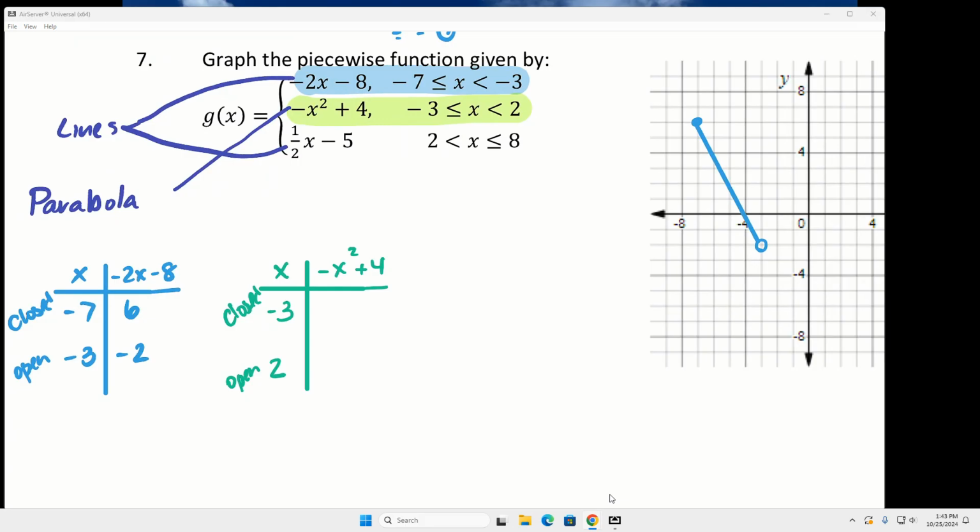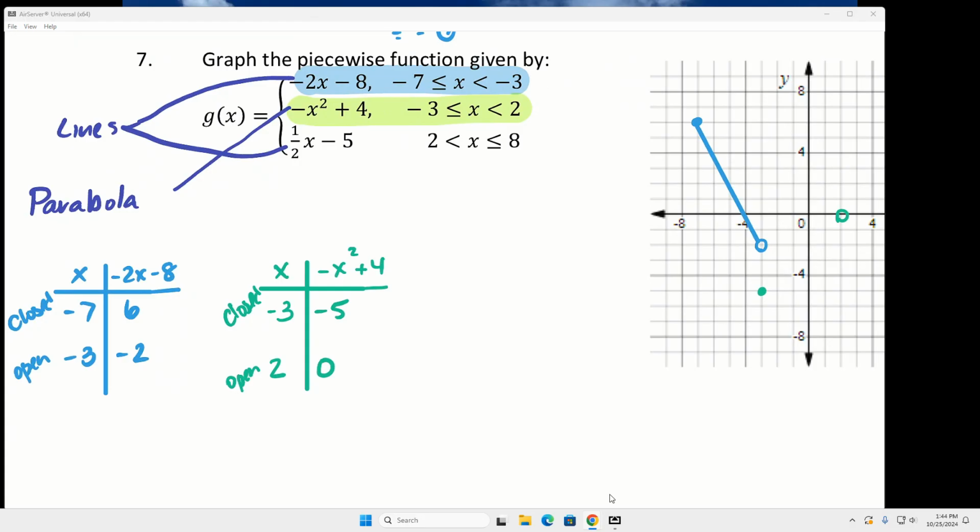So that's going to be 9. And then make it negative, it's going to be -9. And then add 4 to it, which will be -5. 2, I'm going to square it, which is 4, make it negative, add 4 to it, that'll be 0. So if I do -3, -5, and 2, 0, does that look like a parabola?